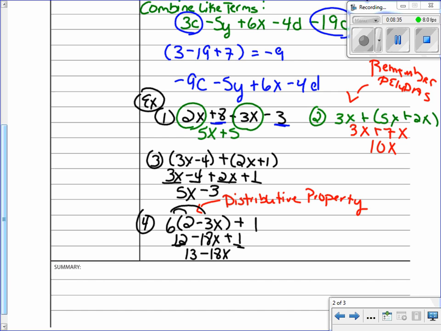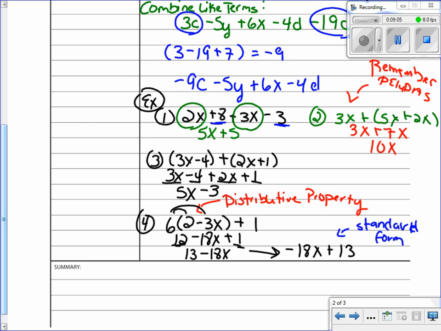Now, technically I'm done, but most of the time in math, they would like you to write it in standard form. So instead of 13 minus 18x, I'm going to write negative 18x plus 13. And this is standard form. The variables usually are written first.